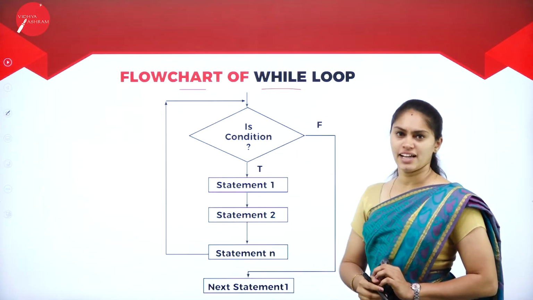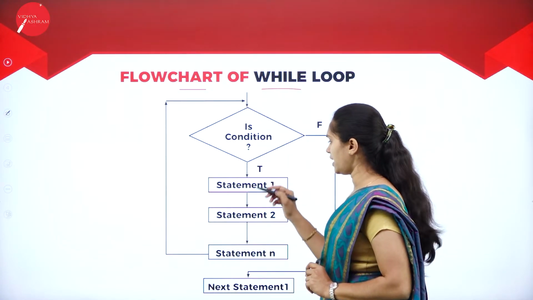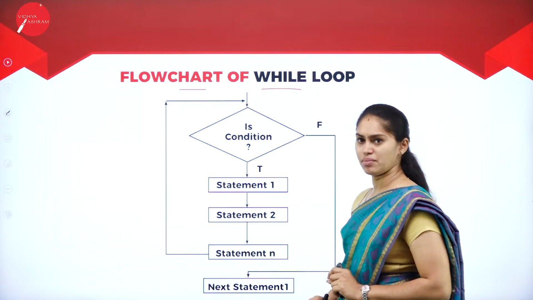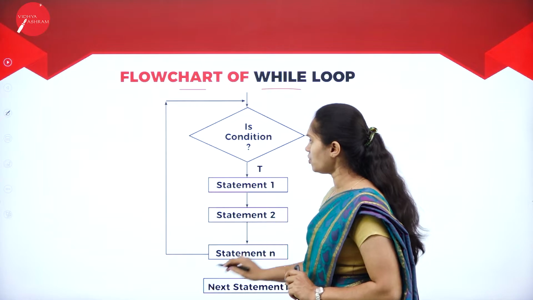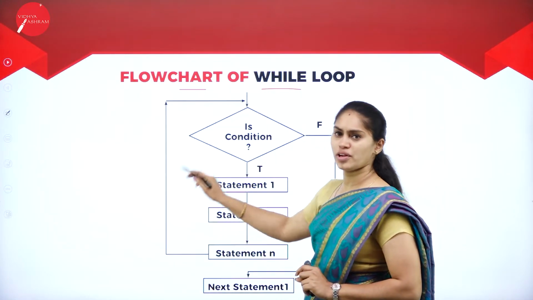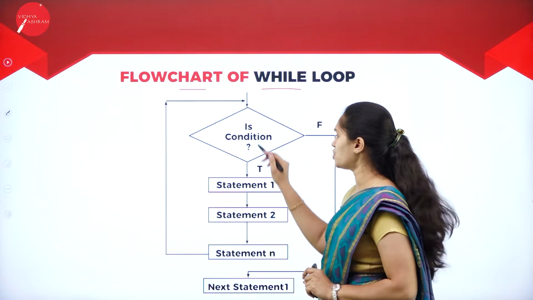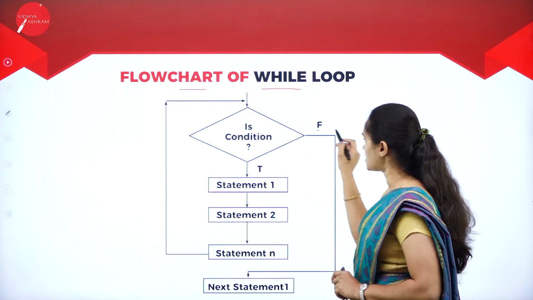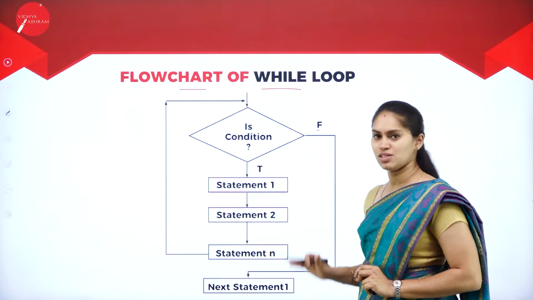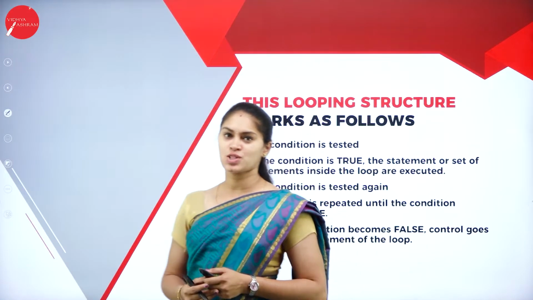First is the condition. That means I'm checking the condition. If the condition is true, that is what T, then only I'm going to execute the set of statements. Again, I will come here and check. If the condition is true, I'm going to execute all these statements again, then go back to the condition. If the condition becomes false, we are going to move to the next statement of the program. So this is regarding the while statement. Now we'll see how this while loop is going to work.